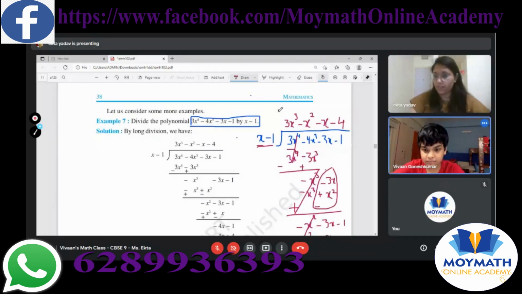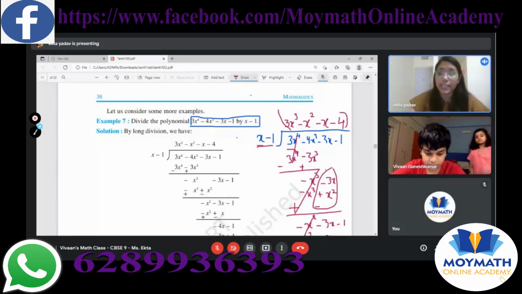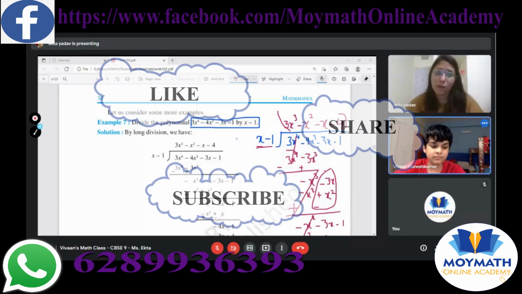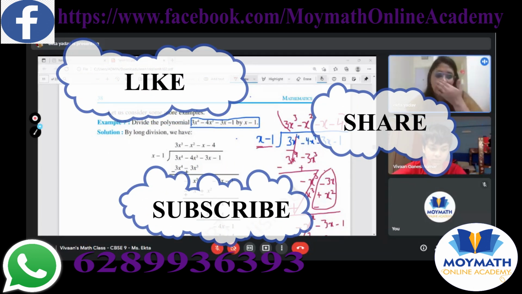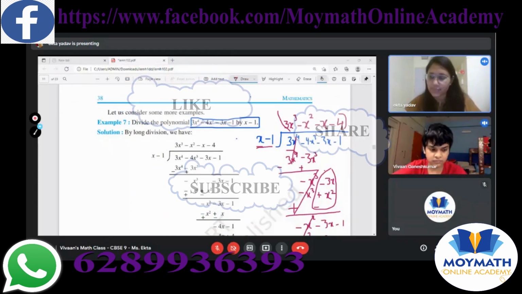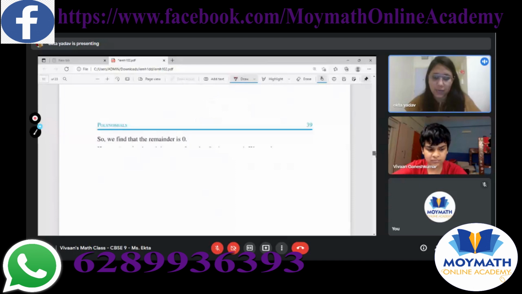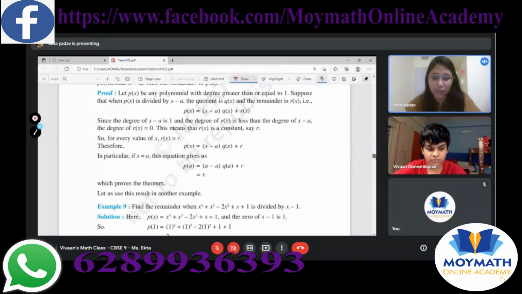So in this method, you just have to take care of each step. The moment you miss any step means your answer will go wrong. So practice the sum. I'm sure the next exercise will be based on this only. So I hope it will help you in your class. In your class, you'll be able to easily solve the sum.